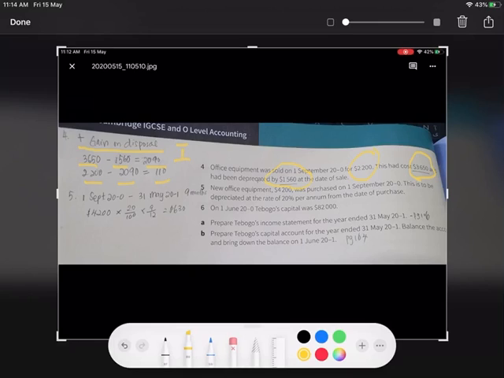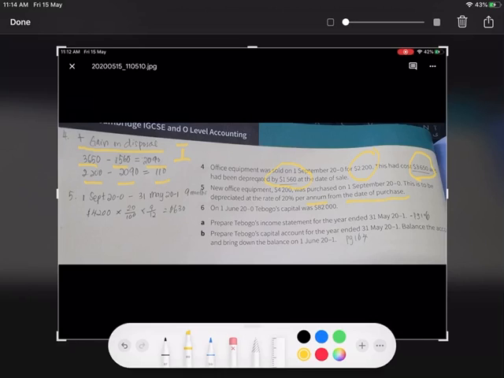Then number 5 is also related to depreciation. Number 5, new office equipment 4,200 was purchased on 1st September 20-0. This is to be depreciated at the rate of 20% per annum from the date of purchase. Although it's mentioned per annum, it's highlighted to have the calculation from the date of purchase, so you can't just times 20%.